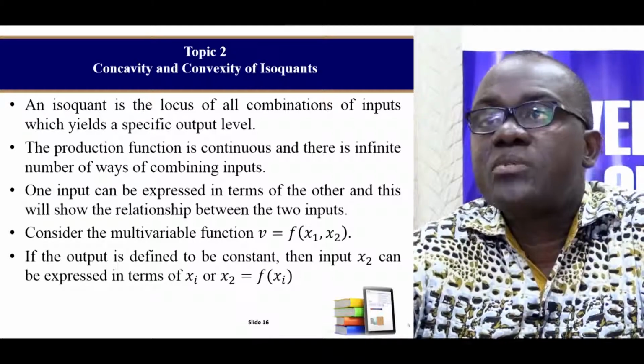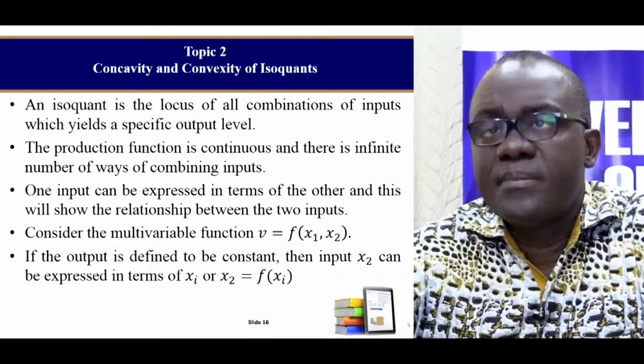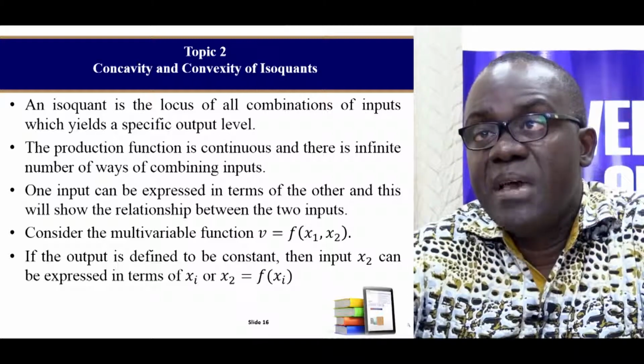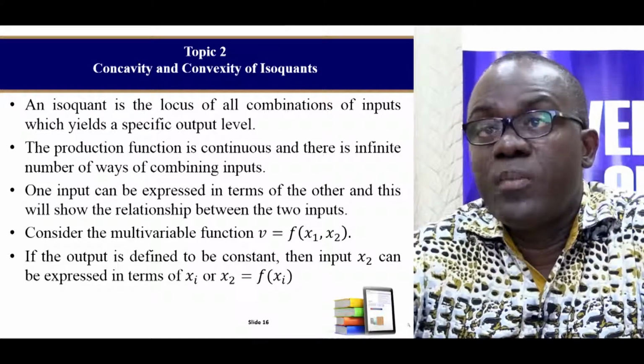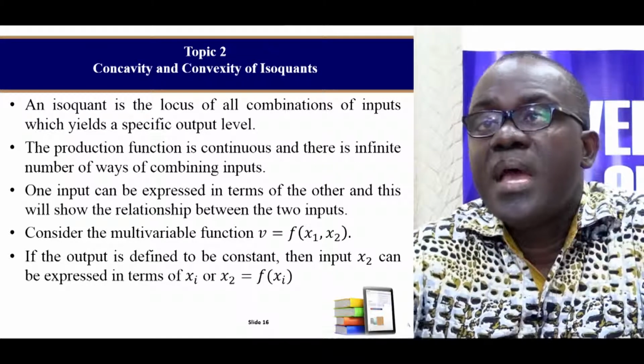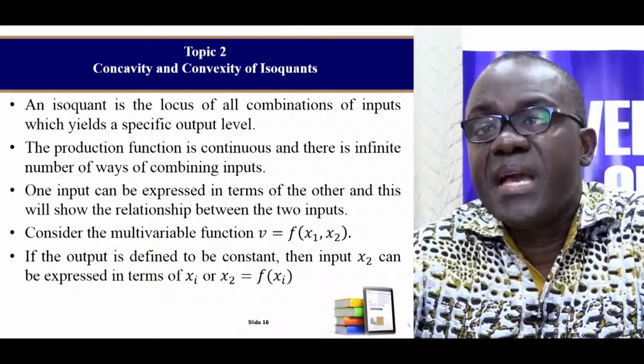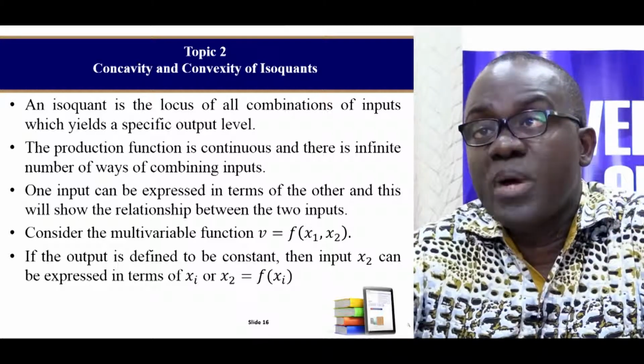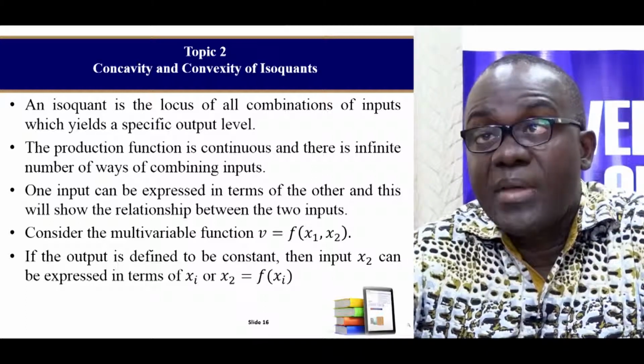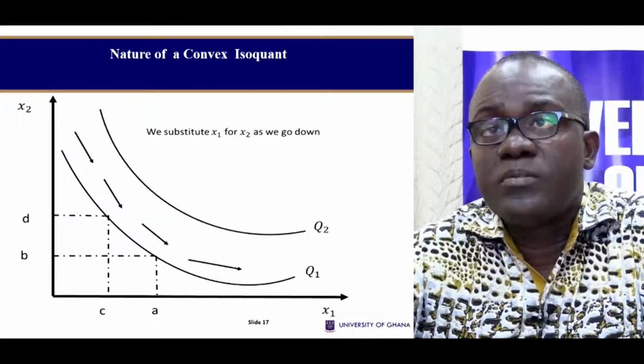So in this case, if you look at our multivariable function f, where f depends on two variables x1 and x2, and if we allow our output v to be constant, definitely we can express one of the variables in terms of the other. Specifically here, we have expressed the variable x2 in terms of x1, once we allow the output to be a constant value.